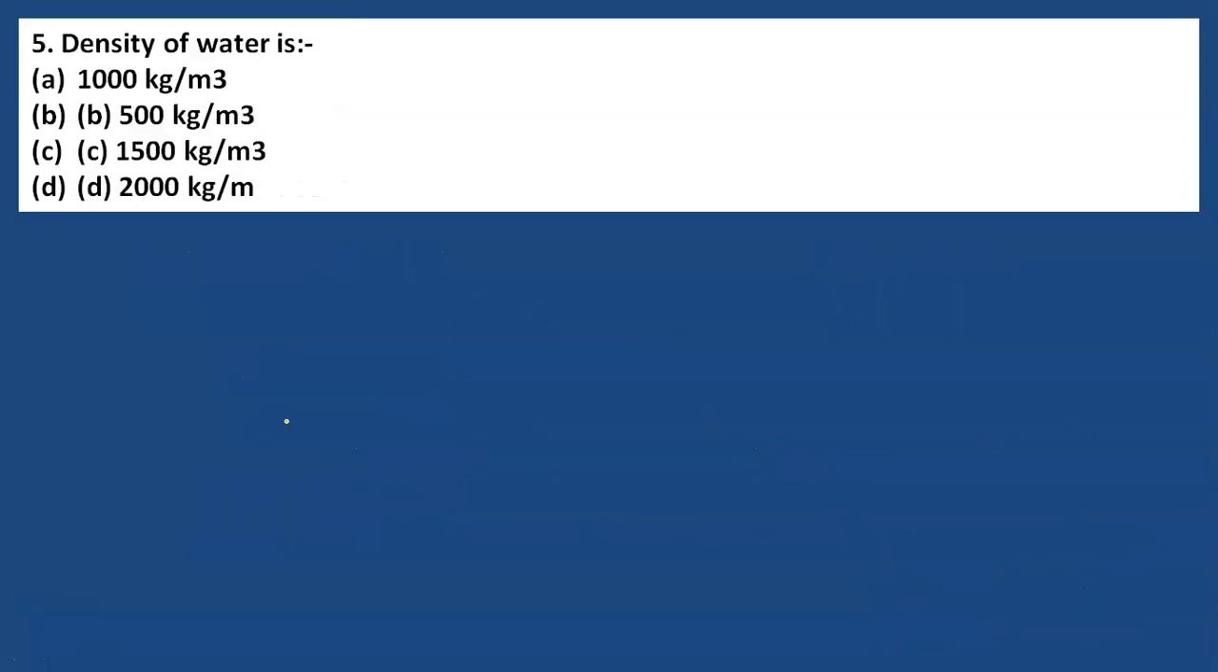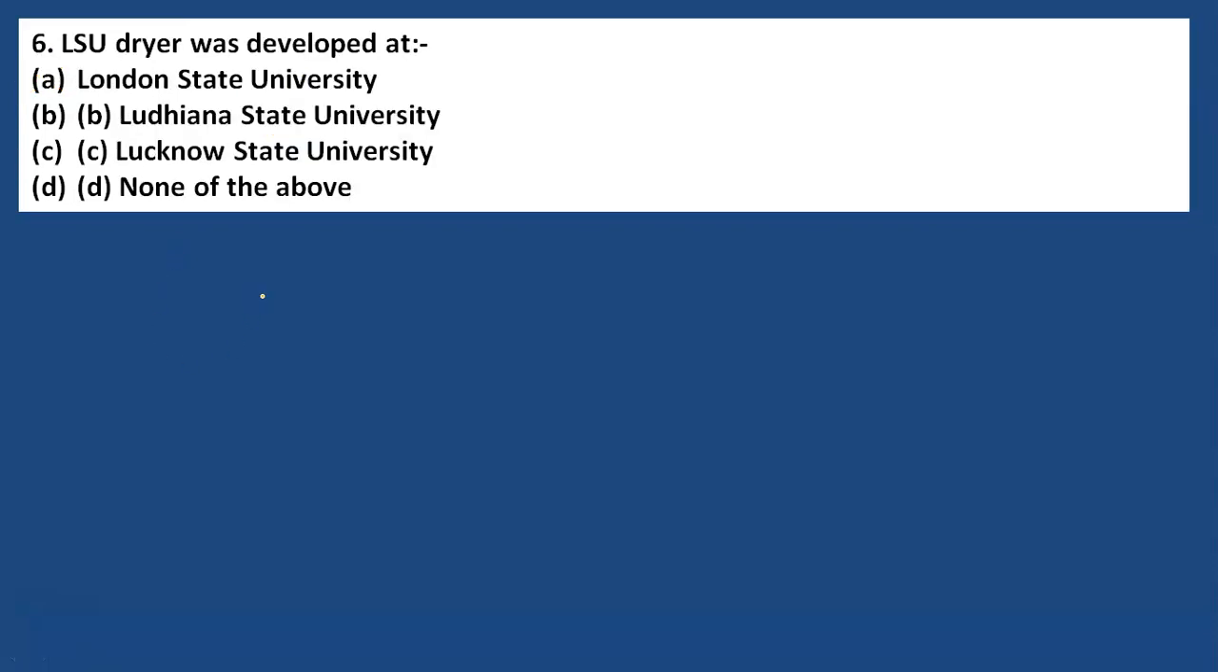Next question. The density of water is 1000 kg per meter cube. Option A is the correct answer. Next question. The LSU dryer was developed at Louisiana State University. Here everything given is wrong, so none of the above is the correct answer.